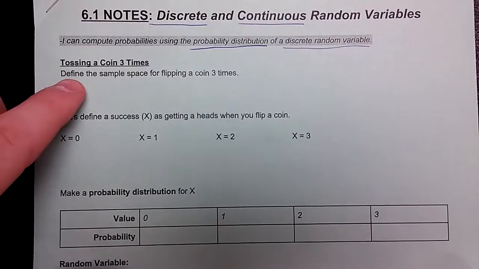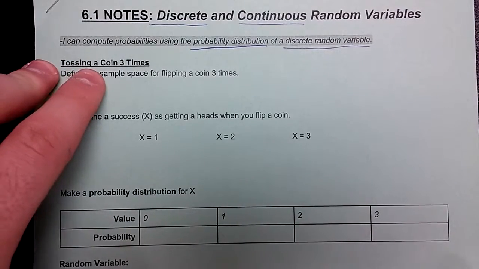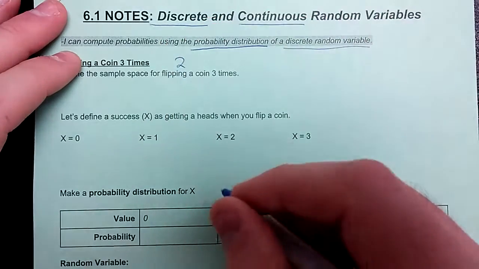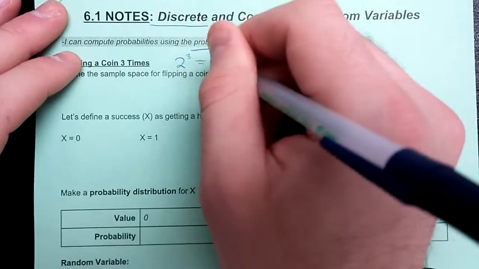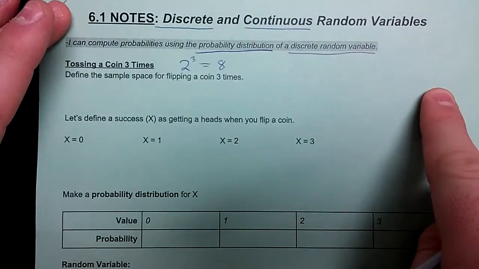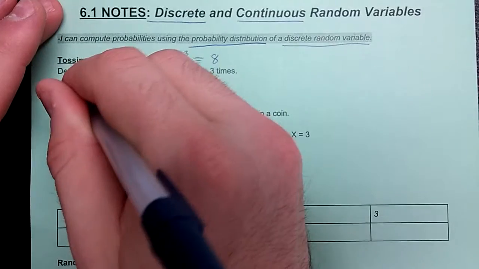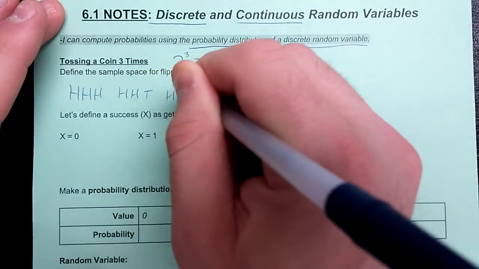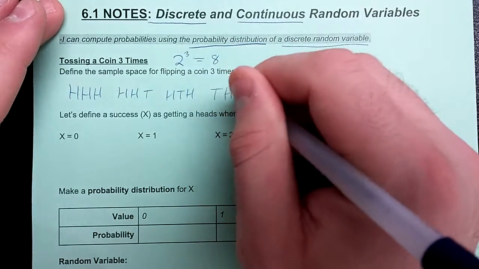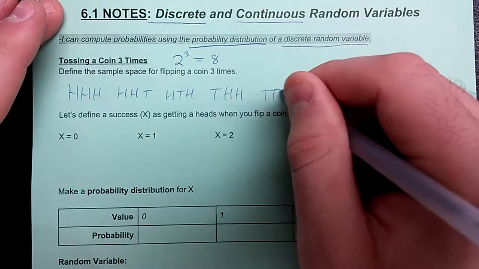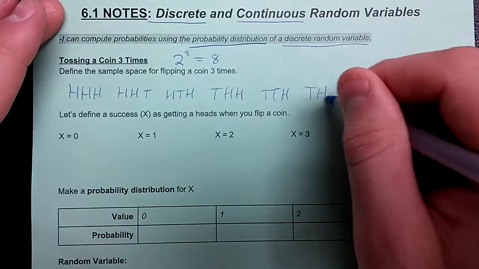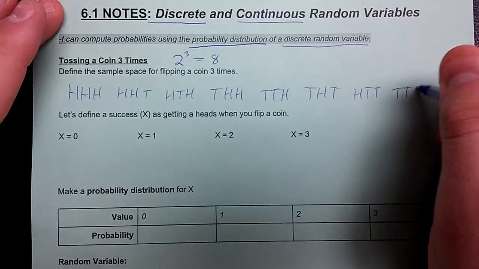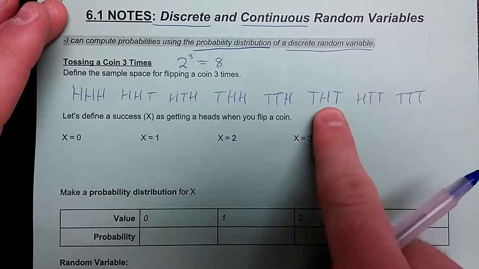The first example of a discrete random variable is the sample space for tossing a coin 3 times. So 3 times, 2 outcomes per time, 2 to the third power. You're going to have 8 outcomes here. They are heads, heads, heads; heads, heads, tails; heads, tails, heads; tails, heads, heads; heads, tails, tails; tails, heads, tails; tails, tails, heads; and tails, tails, tails. That's 1, 4, and that's 8.